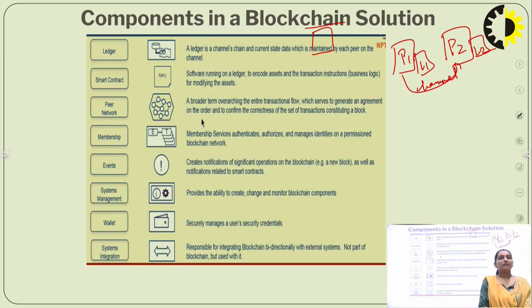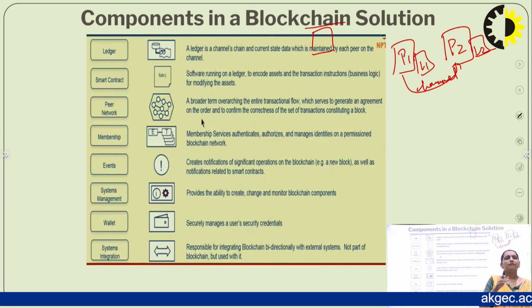Membership: when we have any permissioned network, we have to be authentic, authorized and manage identity. When we are using a permissioned network, for the person coming into it or going out of it, we have an identity, a real identity. We have a verified identity. Events create notifications in a blockchain. When we are using a smart contract, for each event that happens, all these transactions have to be recorded into blocks.